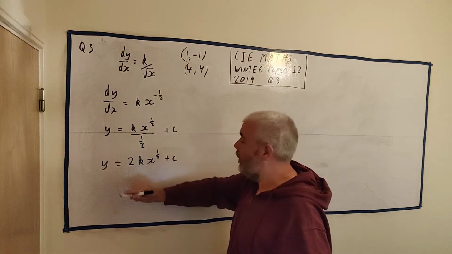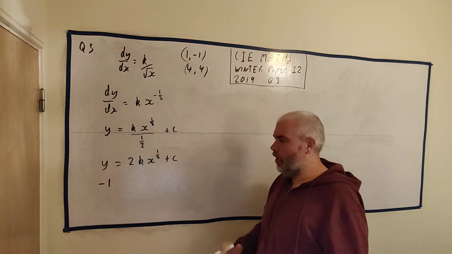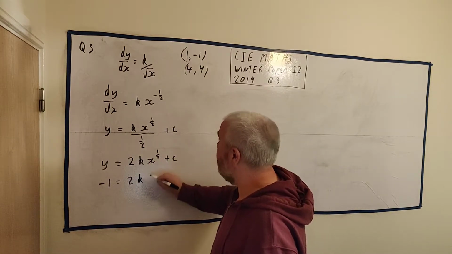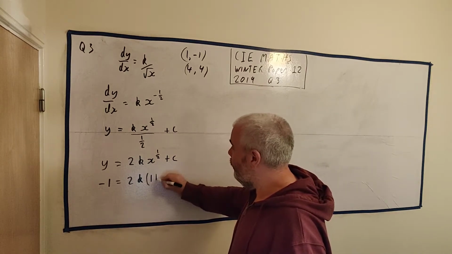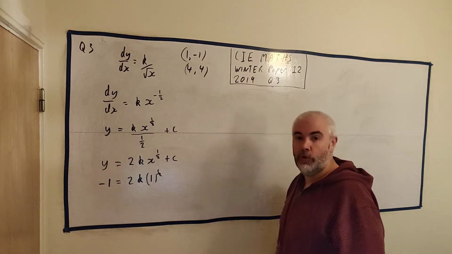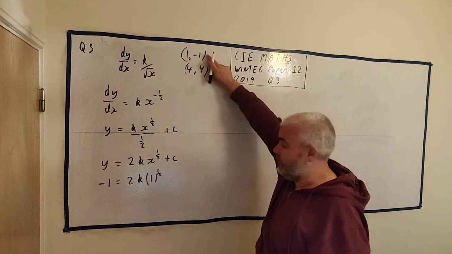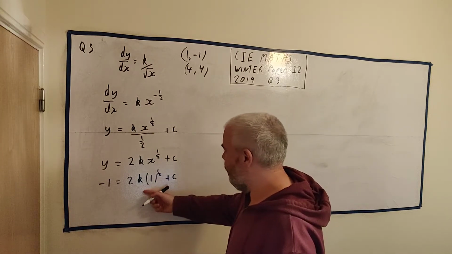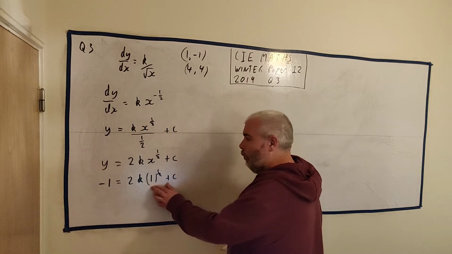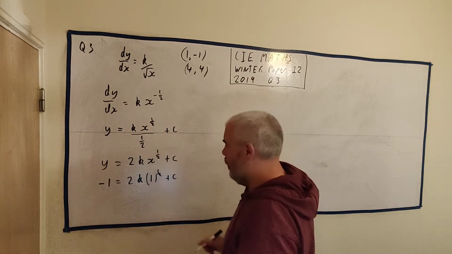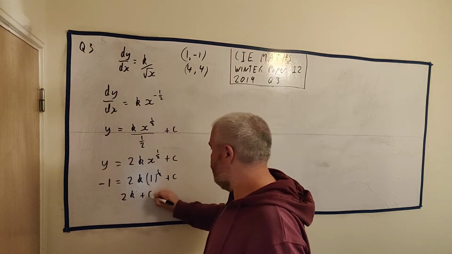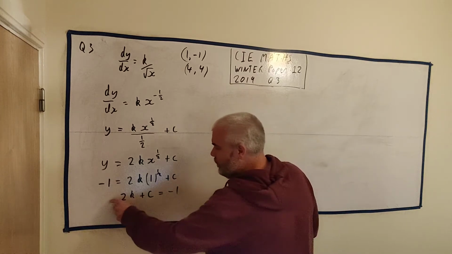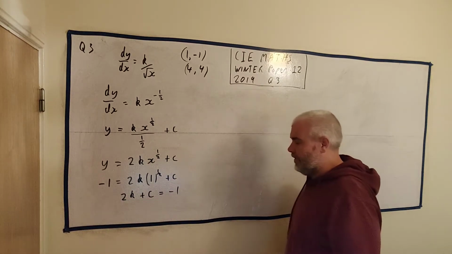That means when this y equals minus 1, 2 is still 2, k is still k, but x is now 1. When y is minus 1, x is 1. That's what this point tells us. Plus c. C is still c. Let me clean this one up first. What do we get? We get 1 to the power of a half is 1. 1 times 2. So we get 2k plus c is equal to minus 1. I'll just write it this side, more standard.